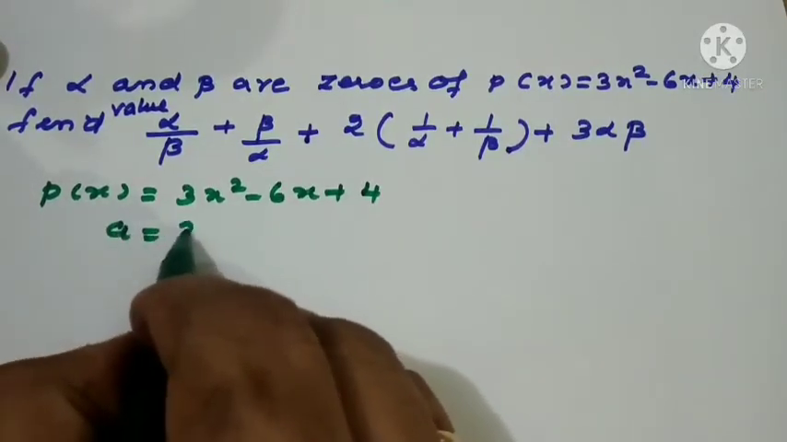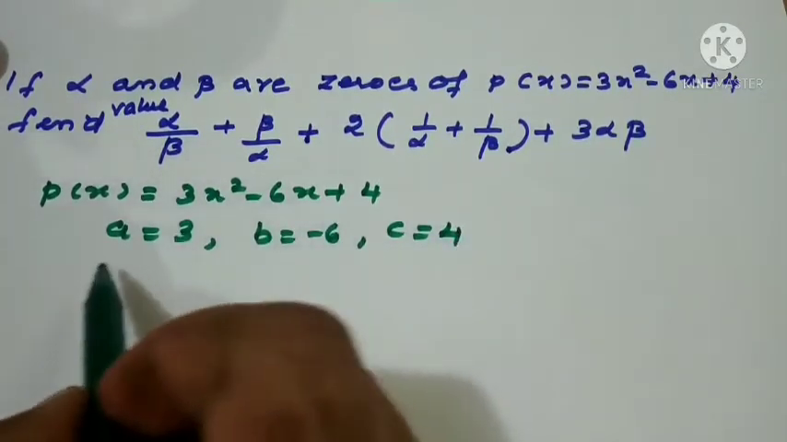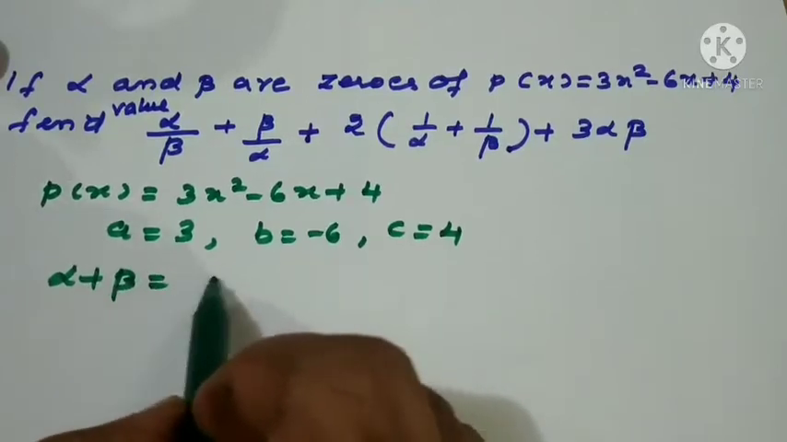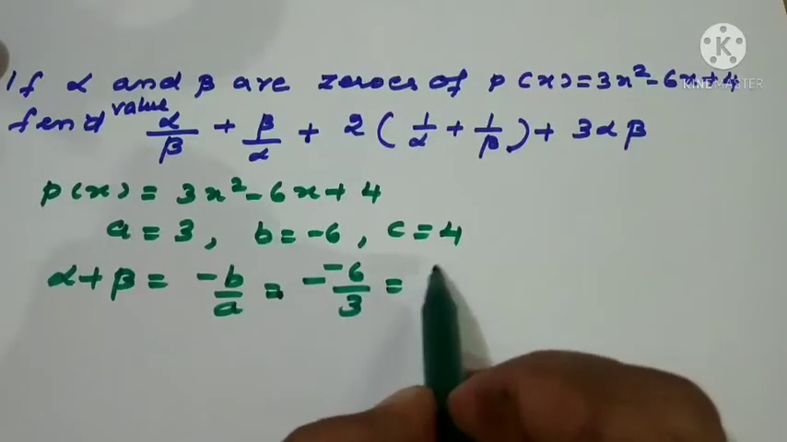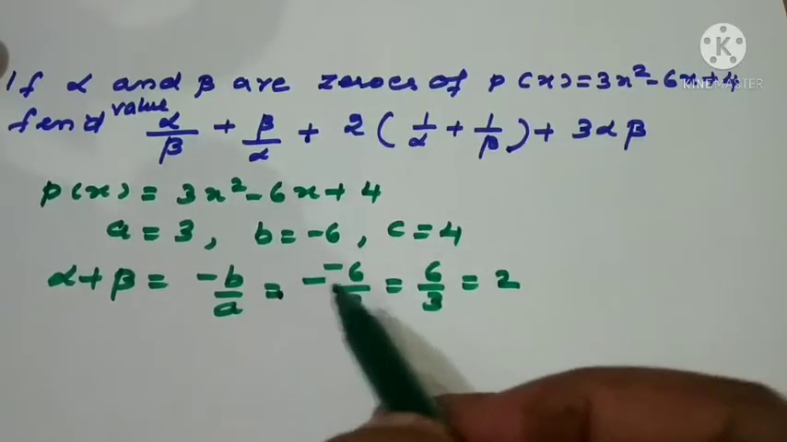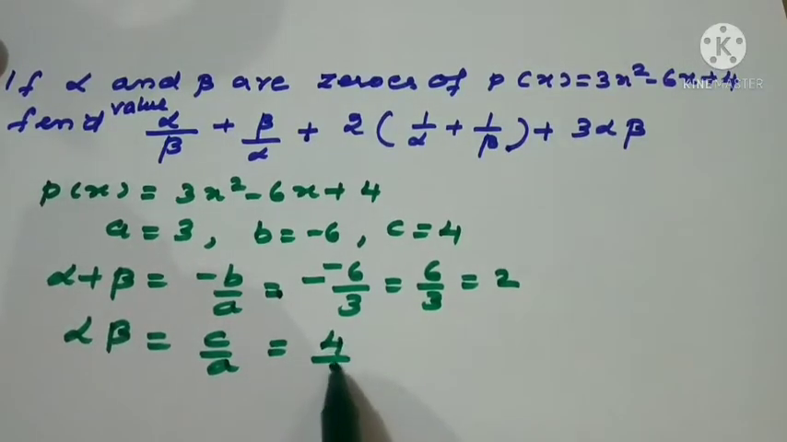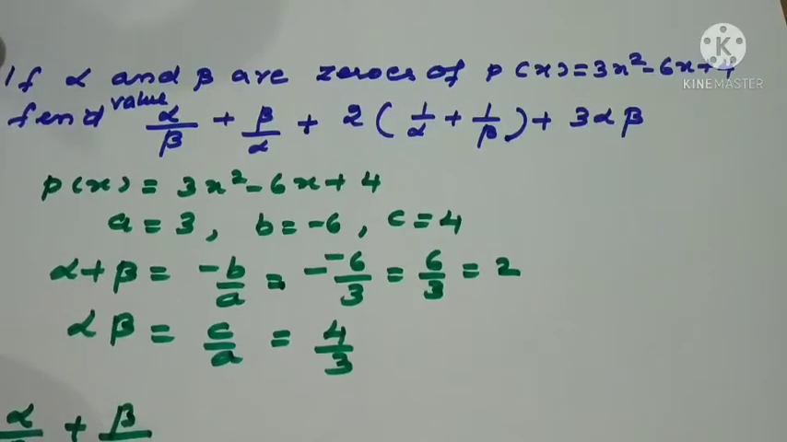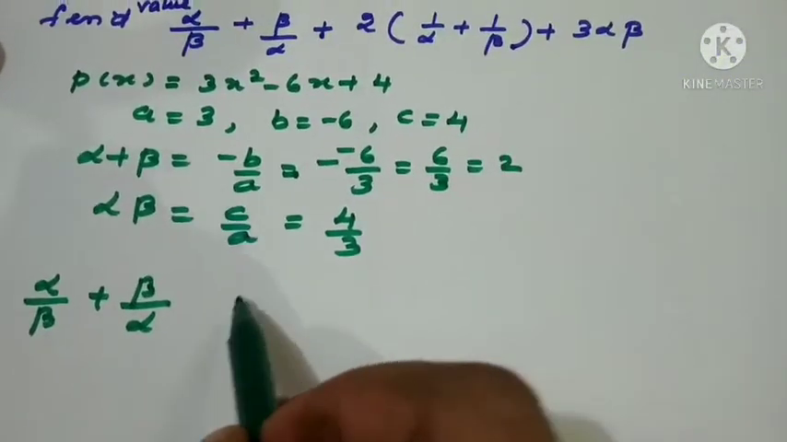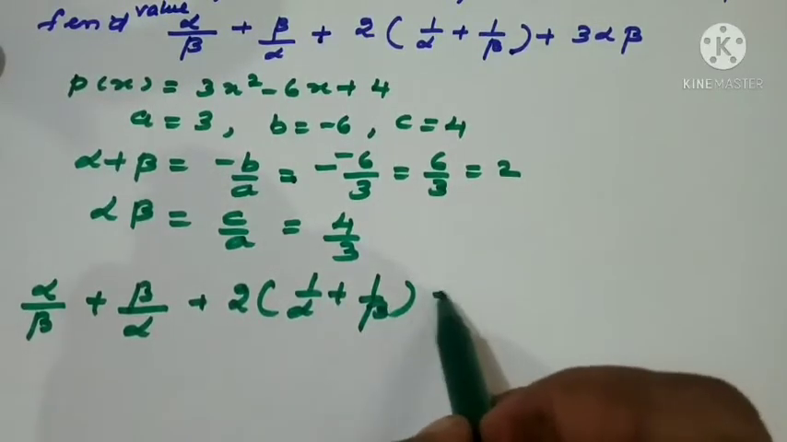So what is a? What is b? What is c? Now alpha plus beta equals minus b by a equals minus of minus 6 by 3, that is 6 by 3, equal to 2. Alpha beta equals c by a equals 4 by 3. Now what do we have to find out? Alpha by beta plus beta by alpha plus 2 into 1 by alpha plus 1 by beta plus 3 alpha beta.